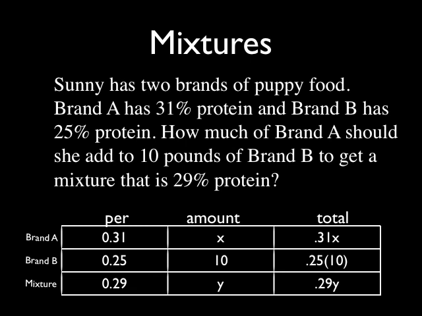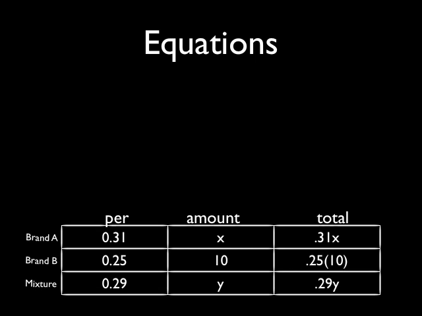So take a look at the chart before we go any further. I want to make sure the chart makes sense before we look at equations. All right, so the equations would be X plus 10 would equal Y, because the amount from brand A plus 10 pounds of brand B will equal the amount for the mixture. Also, you're probably in the habit, or you will be, of just taking that third column and making an equation from it, but I want you to make sure that it makes sense.